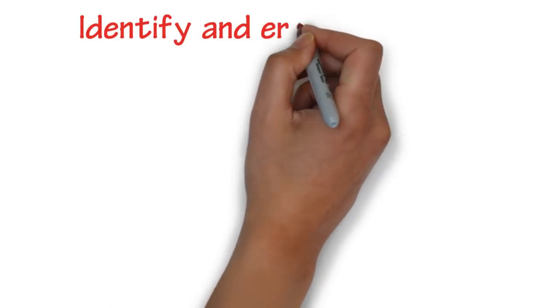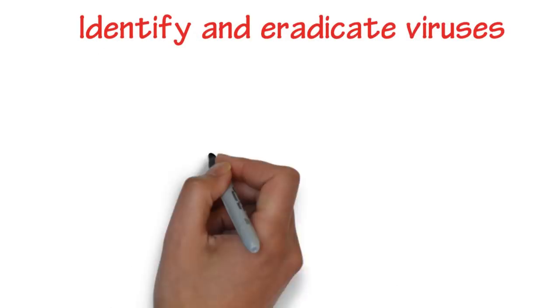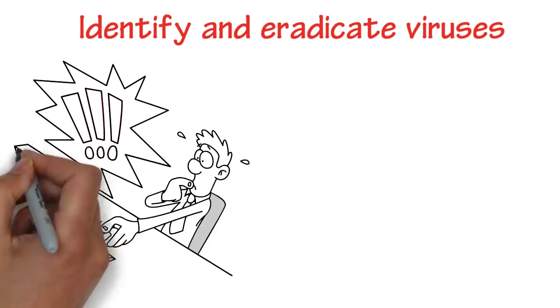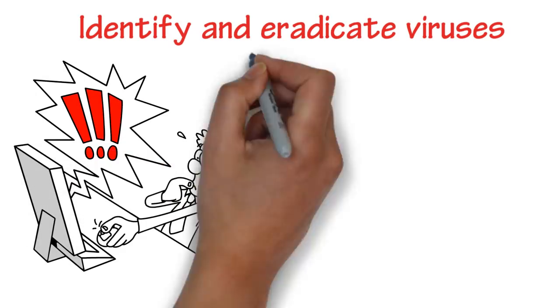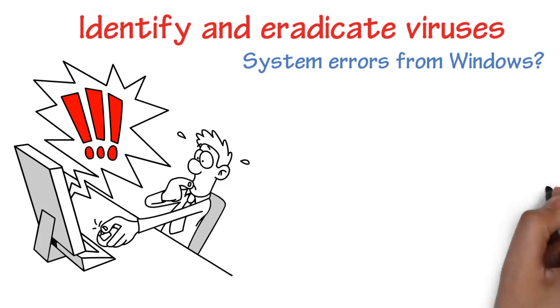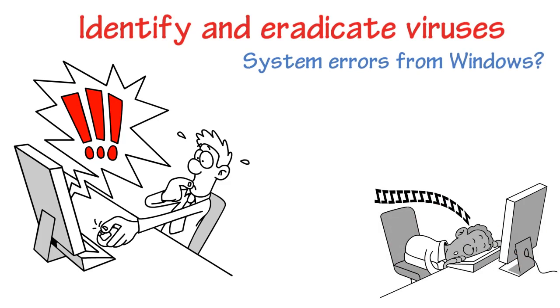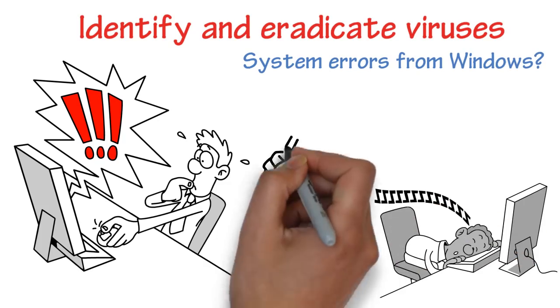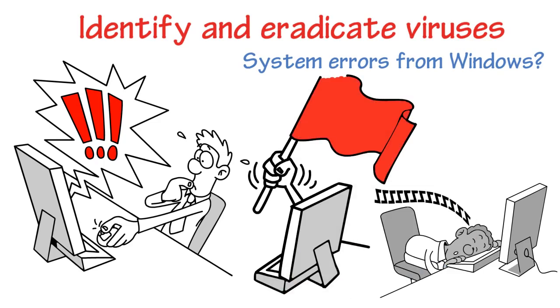Identify and eradicate viruses. Do you keep getting pop-ups about virus control on your desktop? System errors from Windows? Problems with a super slow, sluggish computer? Any of these things might signal a virus that needs to be removed.